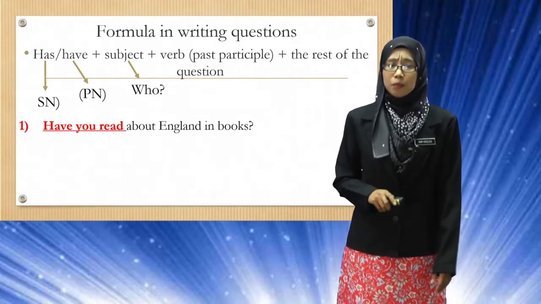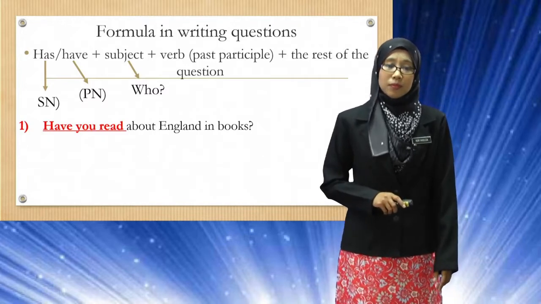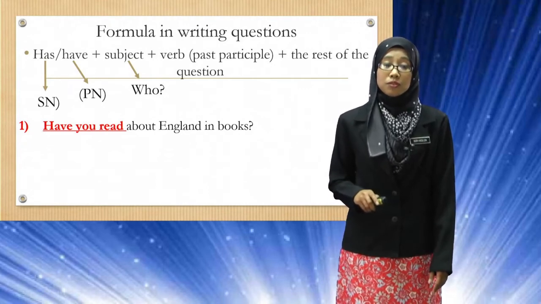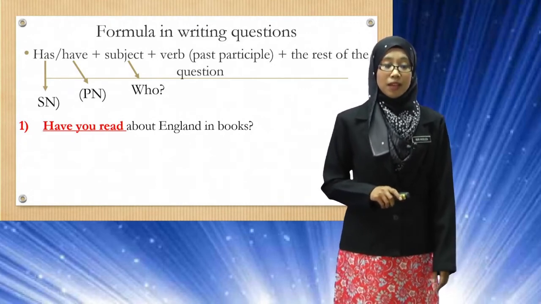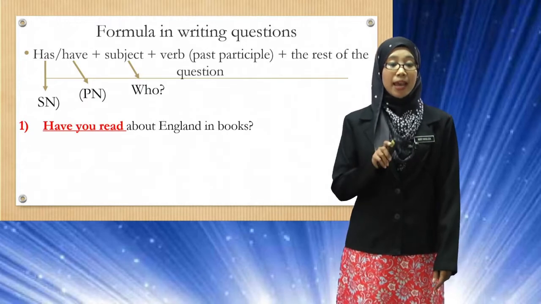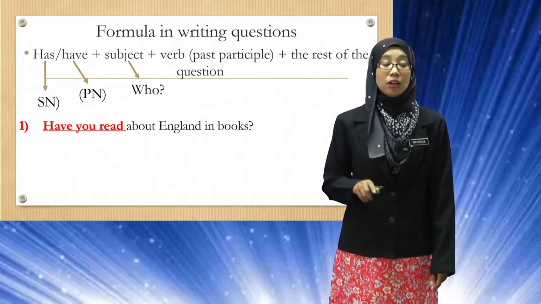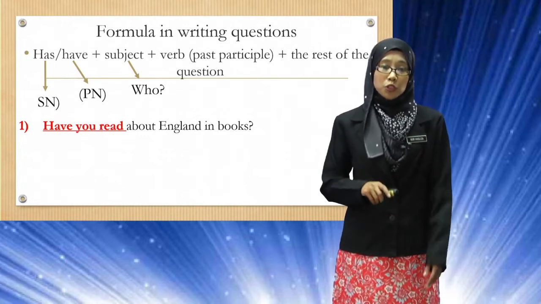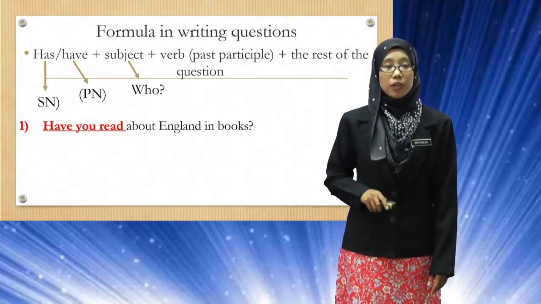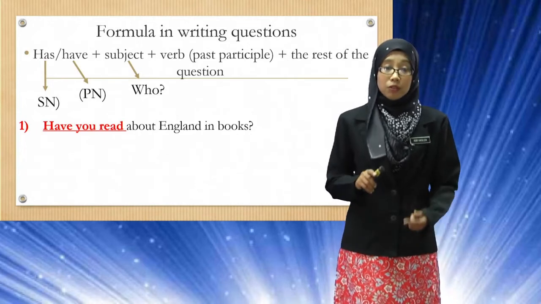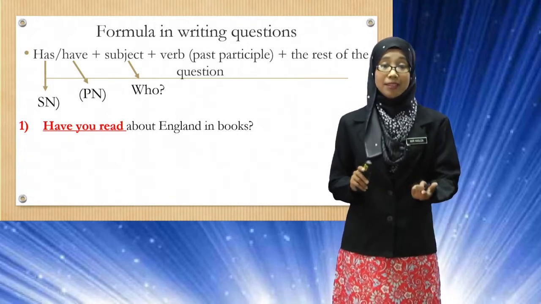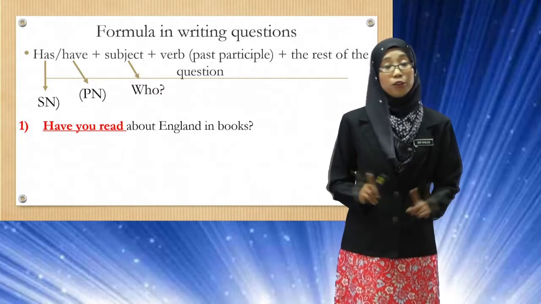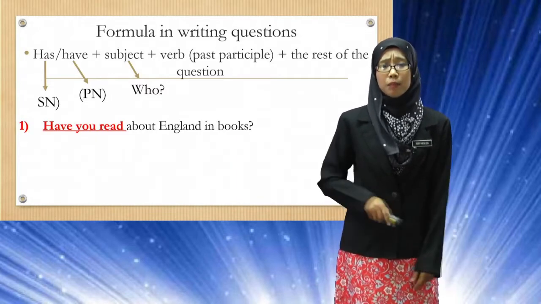The first example is, have you read about England in books? Look at the sentence. We place have in the beginning of the sentence. If you want to provide a short answer for this question, you can respond either yes, I've read about England, or no, I haven't read about England.